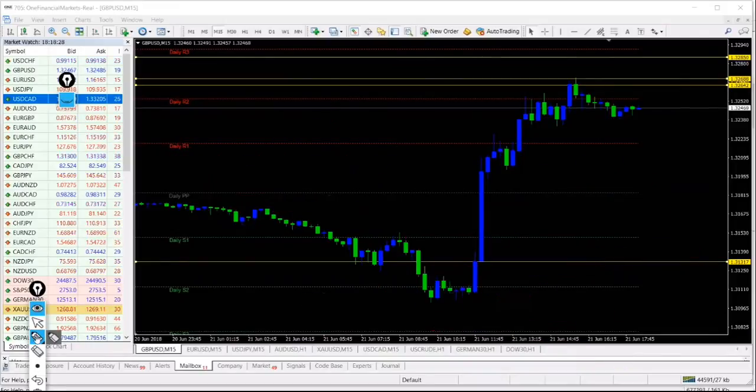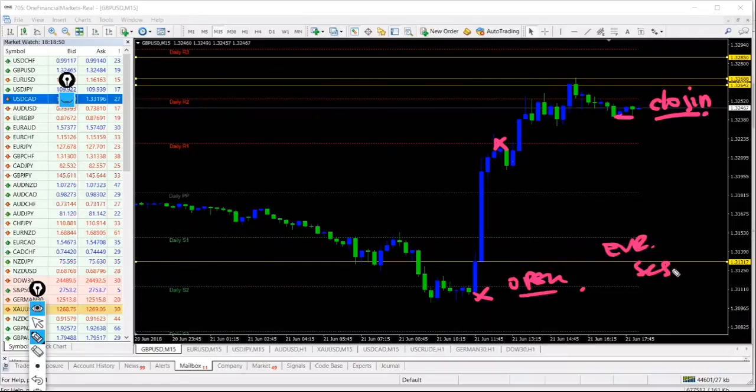So what's important today and what's important now? What's important now is that what you see here are the moves of the European session. This was basically the opening, and we are close to the closing of Europe. So you have here the close price and the open price of the Europe session that is about to finish.